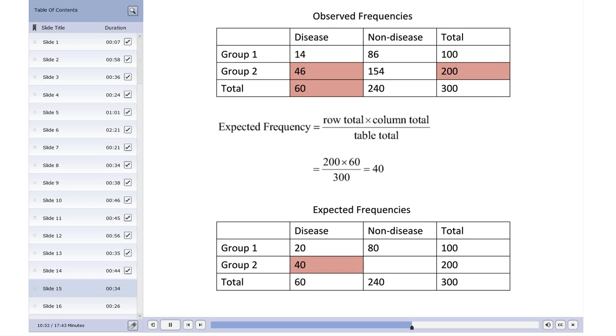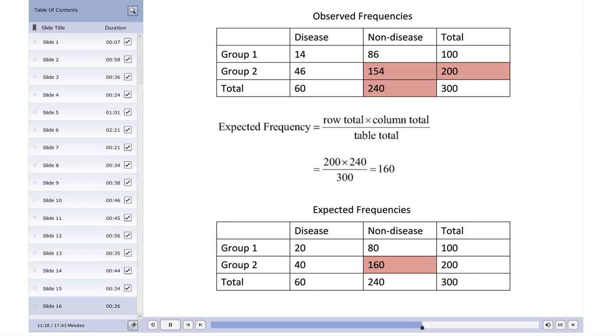Okay, this is our third example of applying this formula to find the bottom left cell in the expected frequencies table. If we look in the bottom left cell of the observed frequencies where the 46 is, we have a row total of 200, column total of 60. Plug those numbers into the formula, we get 40, and so that tells us that the bottom left cell in the expected frequencies table is 40. But again, we could have just used the column total to do this. We see that the disease column has a total of 60, and since the upper left cell has 20 in it, the lower left cell has to have a 40 in order for those two to add up to 60.